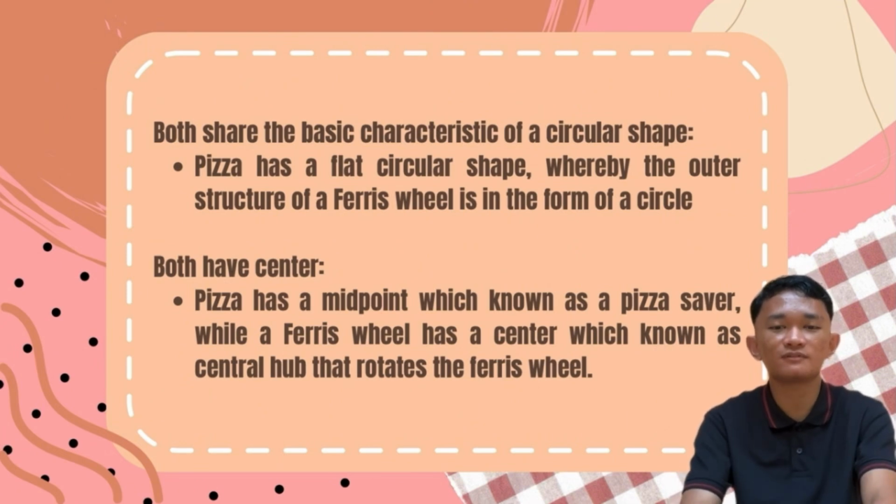Next, both have a center. Pizza has a midpoint, which is known as a pizza center, while a Ferris wheel has a center, which is known as a central hub that rotates the Ferris wheel.